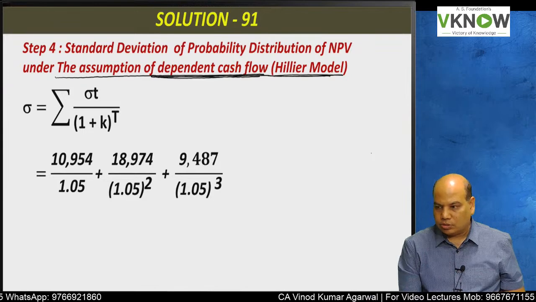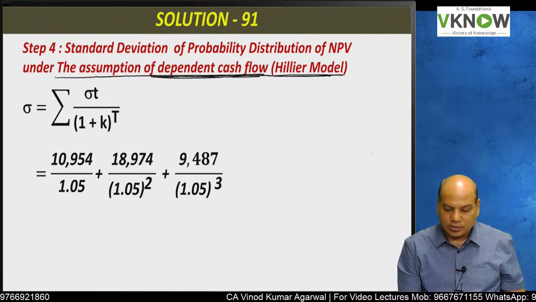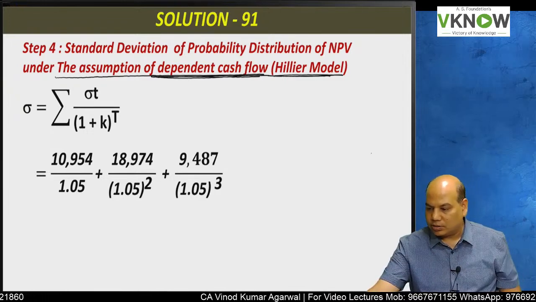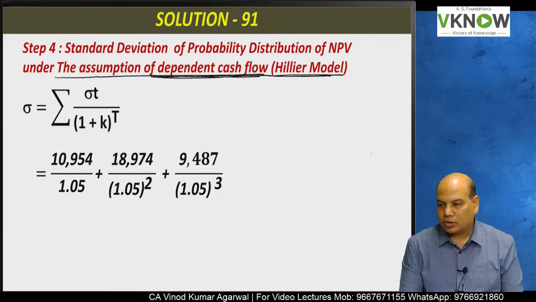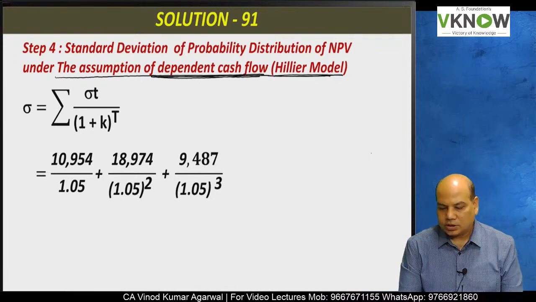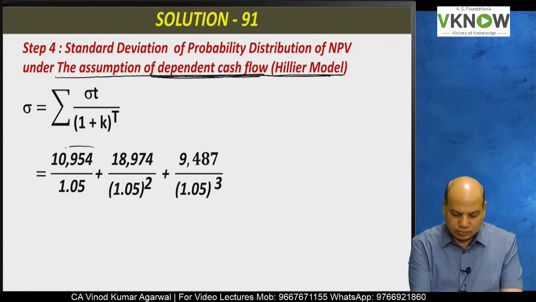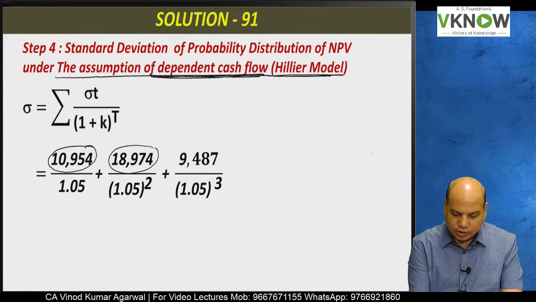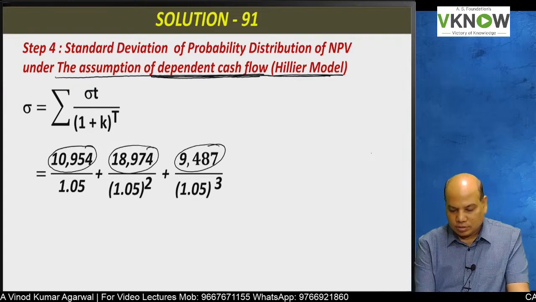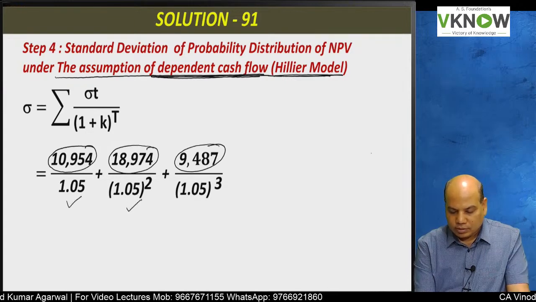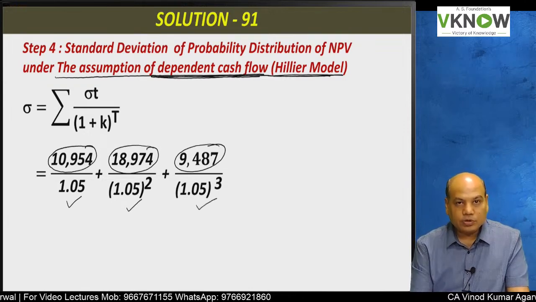Sigma equal to under root. Sorry, root is not required. Summation required. Summation sigma t upon 1 plus k to the power t. Now you have to go to previous table. These were the standard deviation of year 1, year 2, year 3. Divide by 1.05, divide by 1.05 square, divide by 1.05 to the power 3.